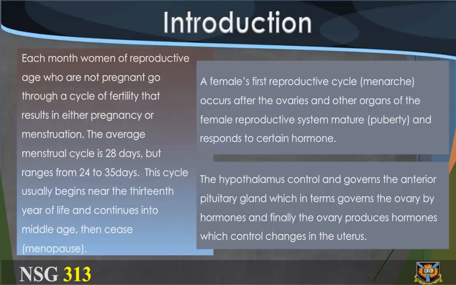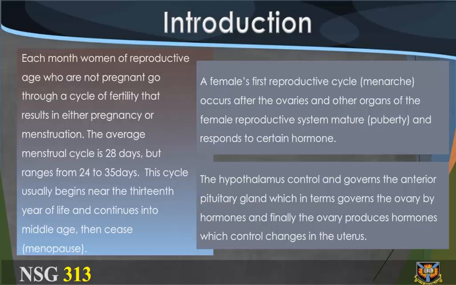Introduction. Each month, women of reproductive age who are not pregnant go through the cycle of fertility that results in either pregnancy or menstruation. The average menstrual cycle is 28 days, but ranges from 24 to 35 days. This cycle usually begins near the 13th year of life and continues into middle age, then ceases at menopause.